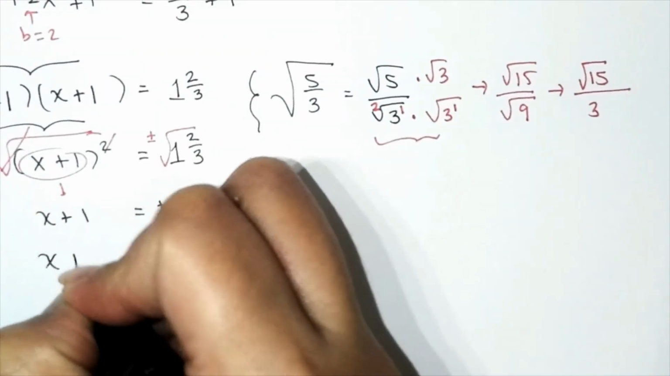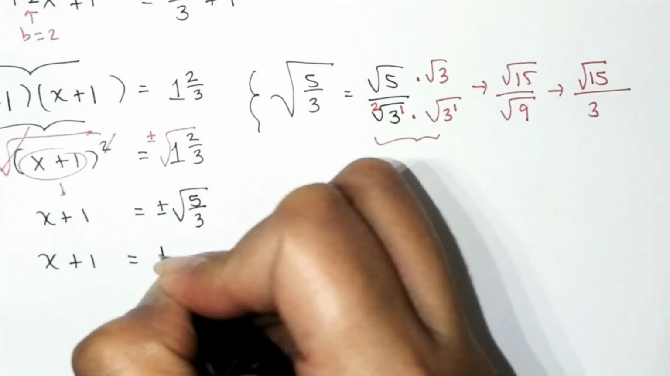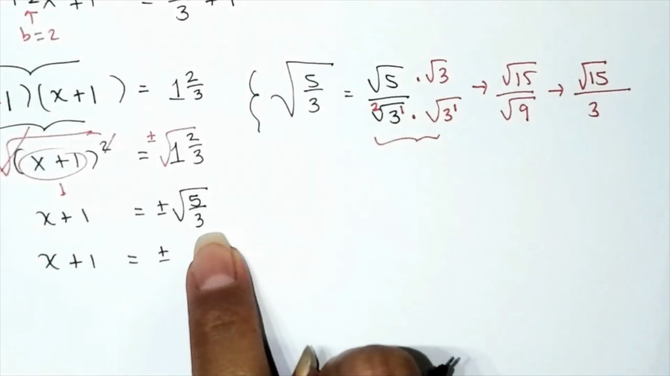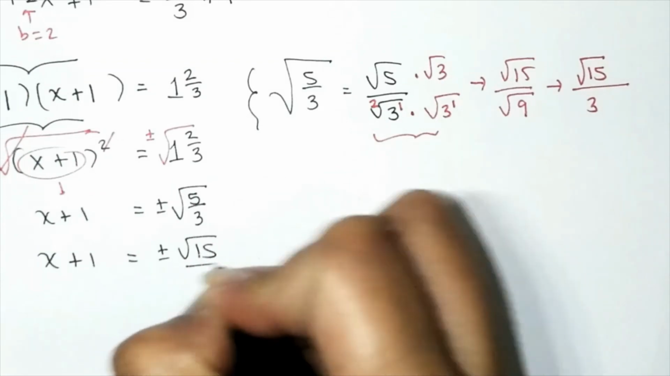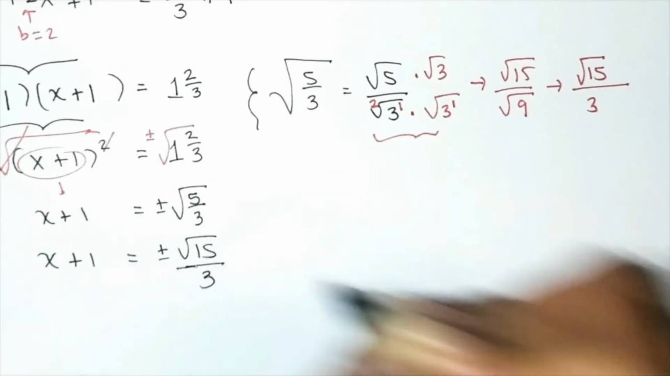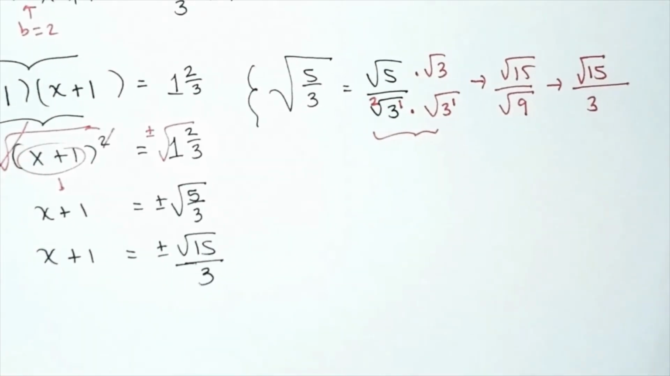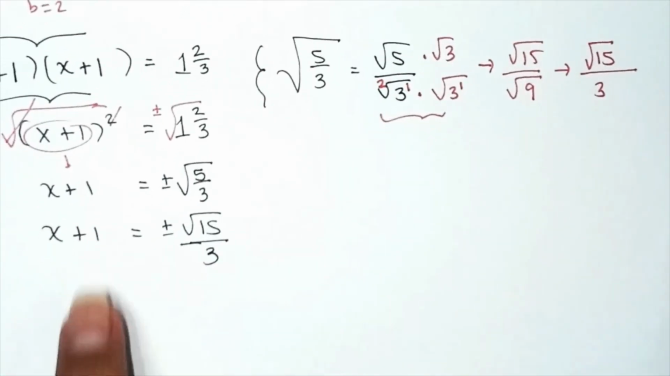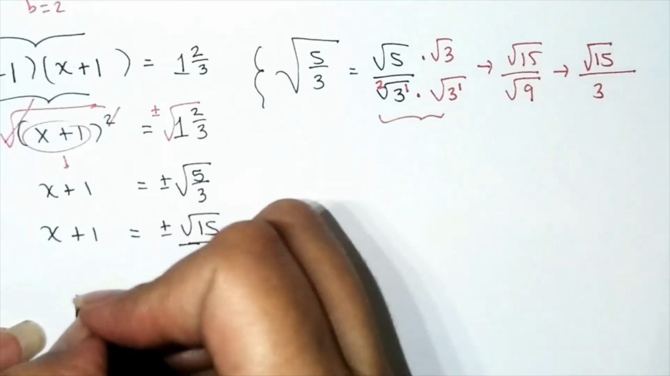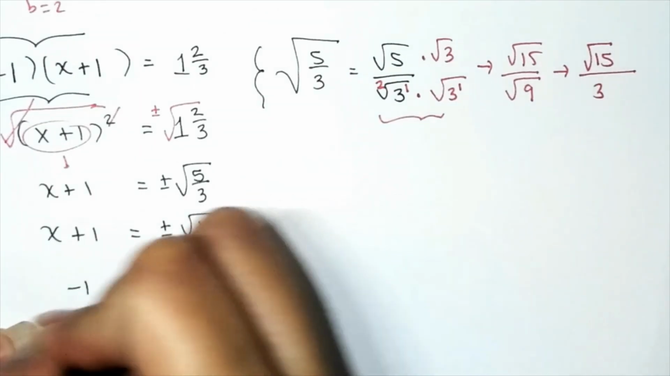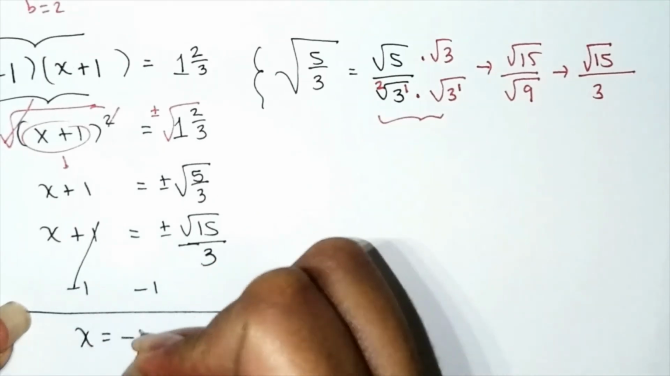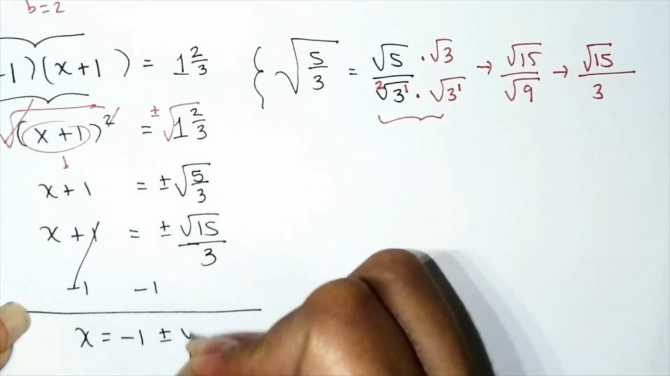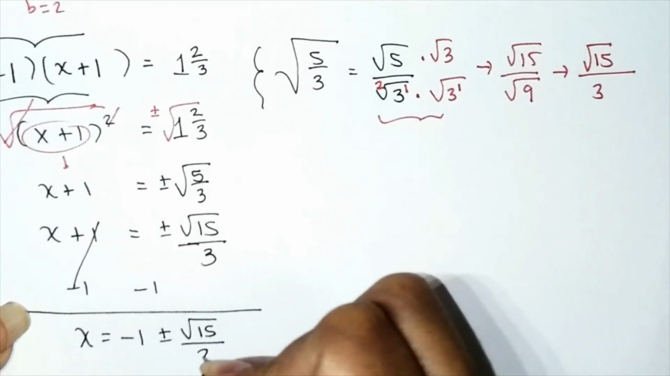So we have x plus 1 is equal to plus or minus square root of 5/3, which simplified to square root of 15 over 3. Okay, fantastic. To finish it off, let's work our magic to isolate that variable. To undo the addition by 1, let's go ahead and subtract 1 from both sides. And that will leave us with x equals -1 plus or minus square root of 15 over 3.